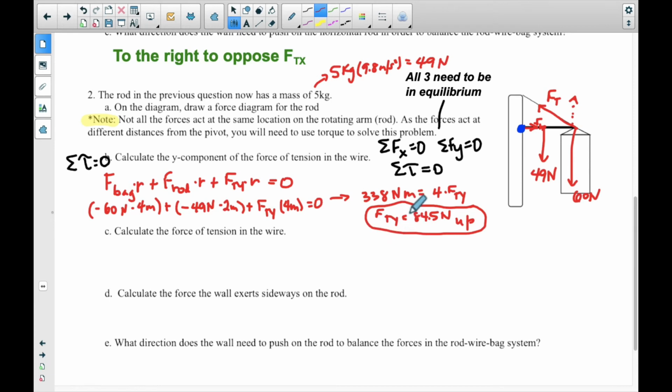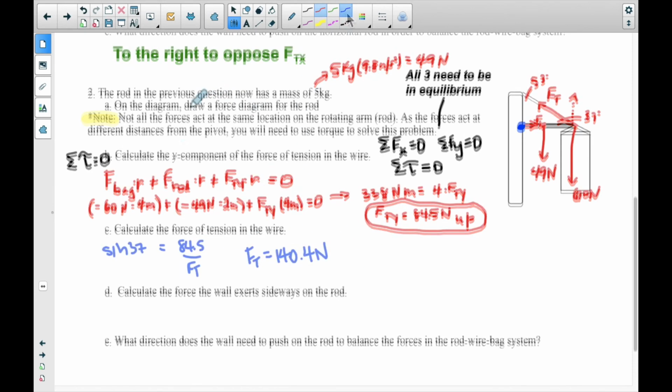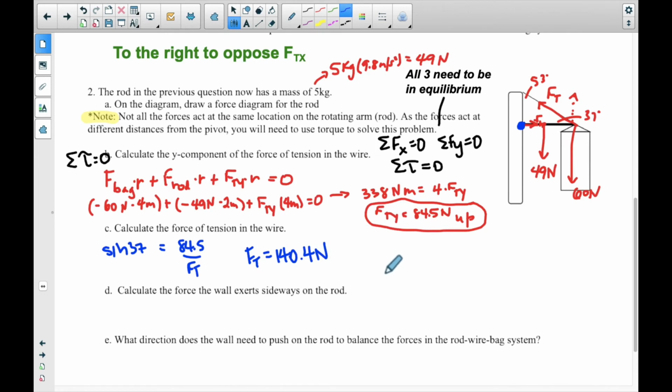Okay, so once again, now that we have the force of tension in the y direction, and we know our angles are the same as before, this is 37 degrees, and this is 53 degrees, now we can go ahead and use that trig, whichever angle you're looking at, to find the force of tension. To calculate the force of tension in the wire, I did the sine of 37 is 84.5 over the force of tension, which gives me the force of tension being 140.4 newtons.